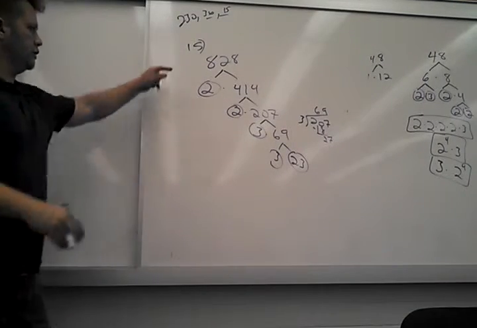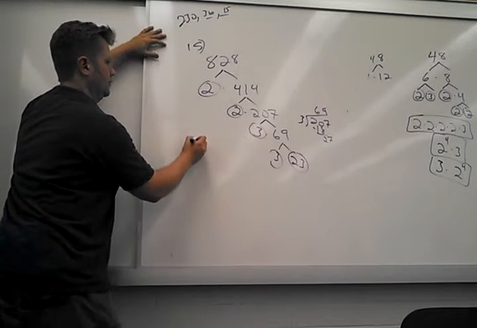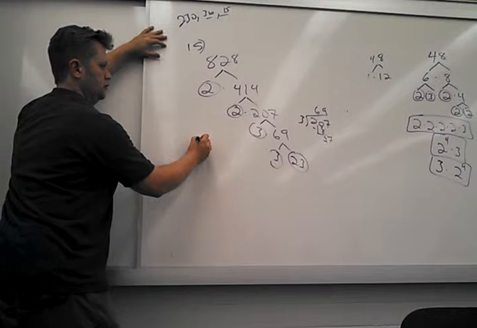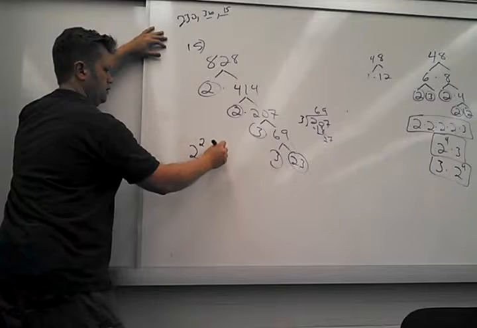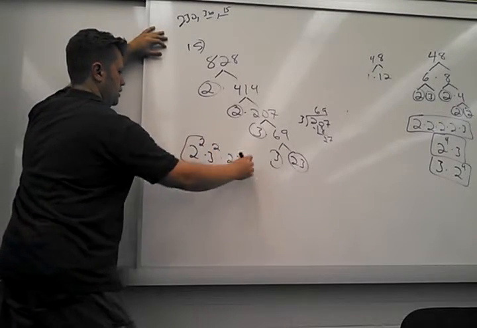Good. So how do I write that a little more concisely? 2 squared, yeah, 3 squared, 23. I like it.